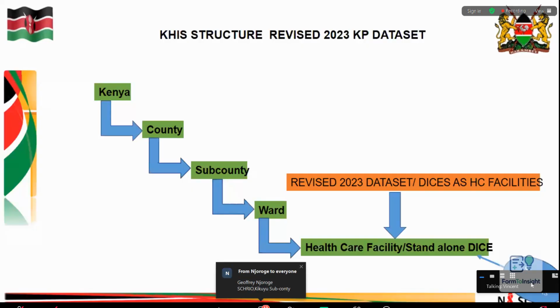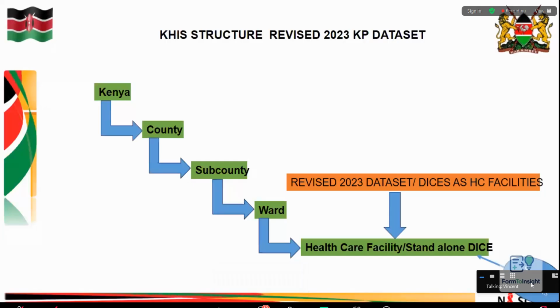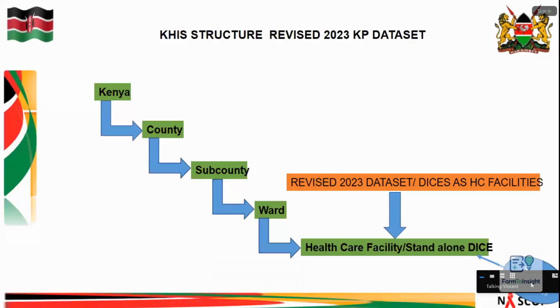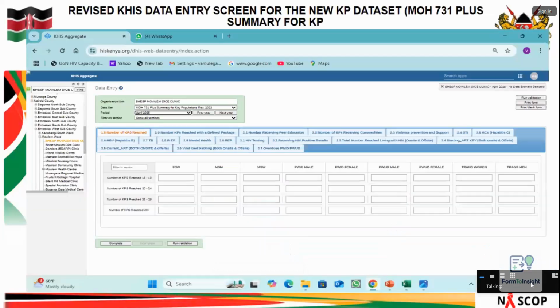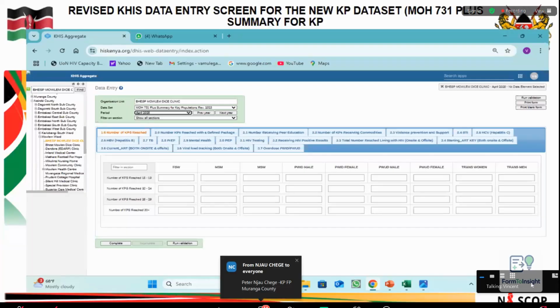Several calls have been received from sub-county HROs saying that they can't see the data set. So the data set was revised, and it's now at facility level and not at sub-county level. So those are the changes on the structure. And this is just an example, for the same case of Nairobi, you can see this is Molem Ward in Embakasi West sub-county, and then you choose the facility which is now Best Molem DICE, and then data entry continues.